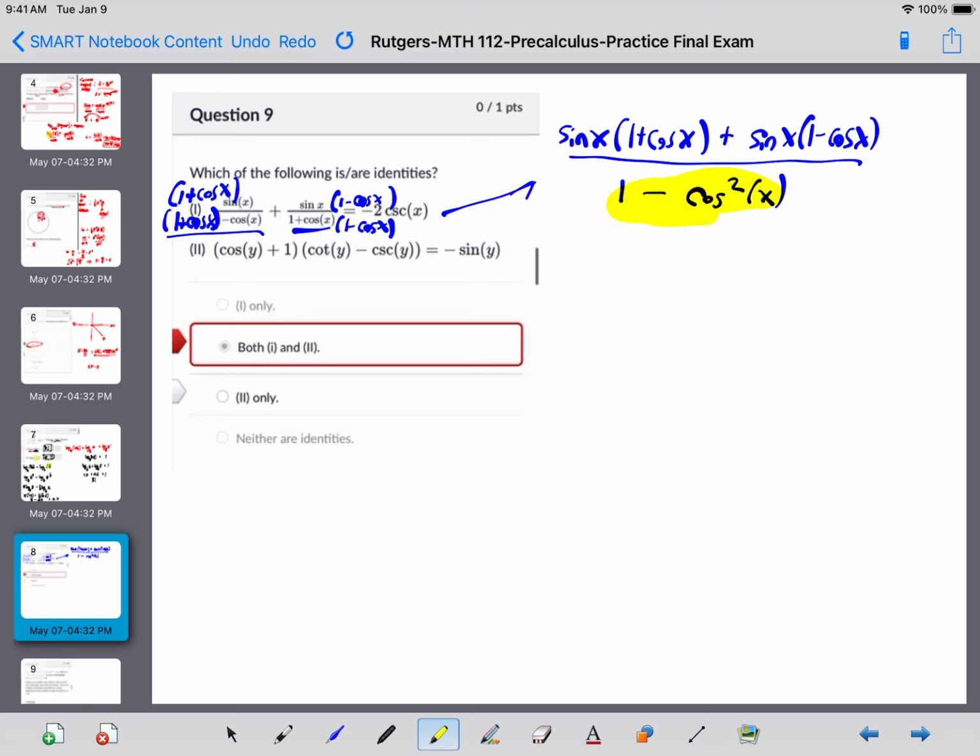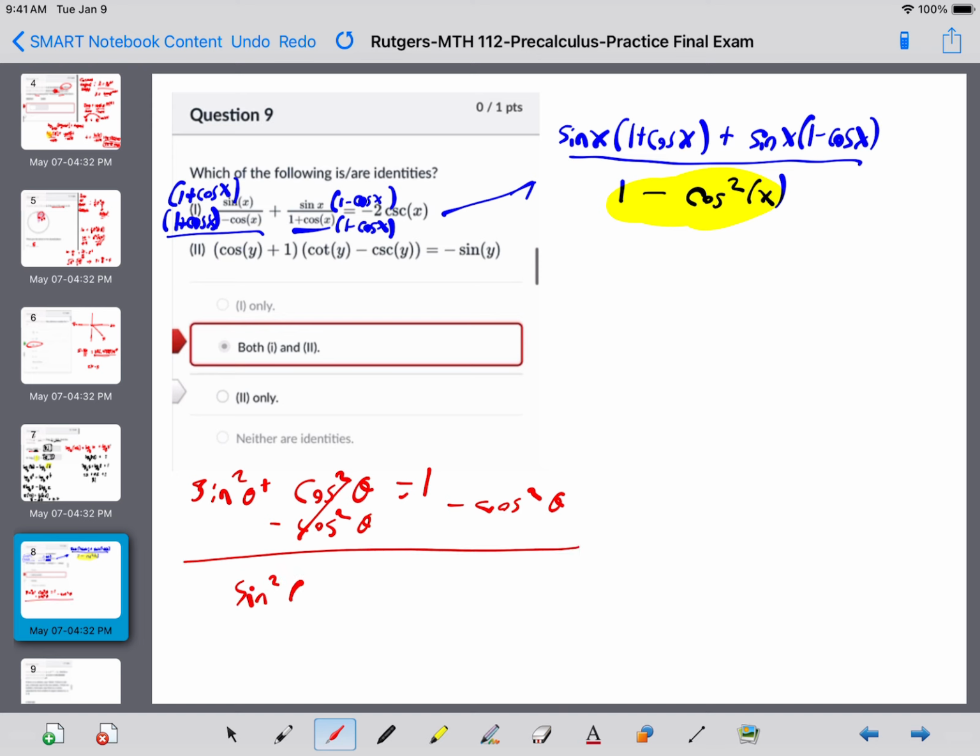This looks a lot like my Pythagorean identity. So, as a little rough work on the side, I'm going to state my Pythagorean identity: sine squared theta plus cosine squared theta equals 1. And then I have to think, how could I get it to be 1 minus cosine squared? I could just subtract cosine squared on both sides. So I have sine squared theta equals 1 minus cosine squared theta.